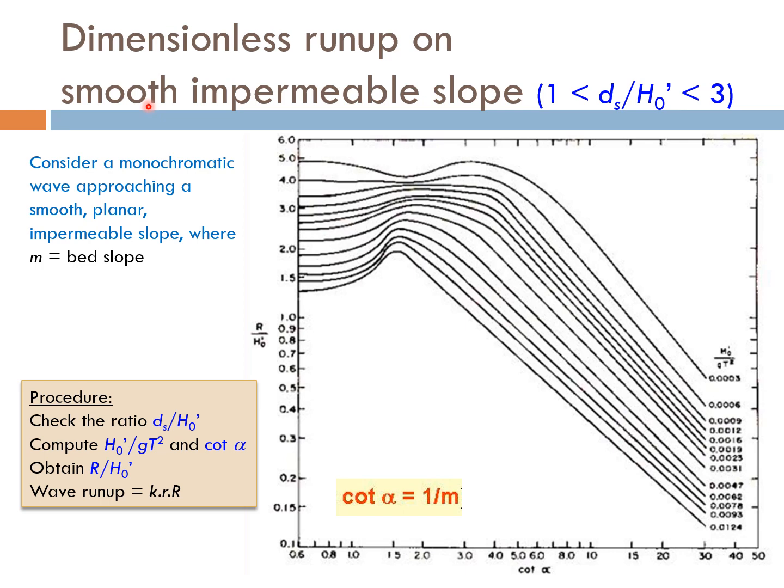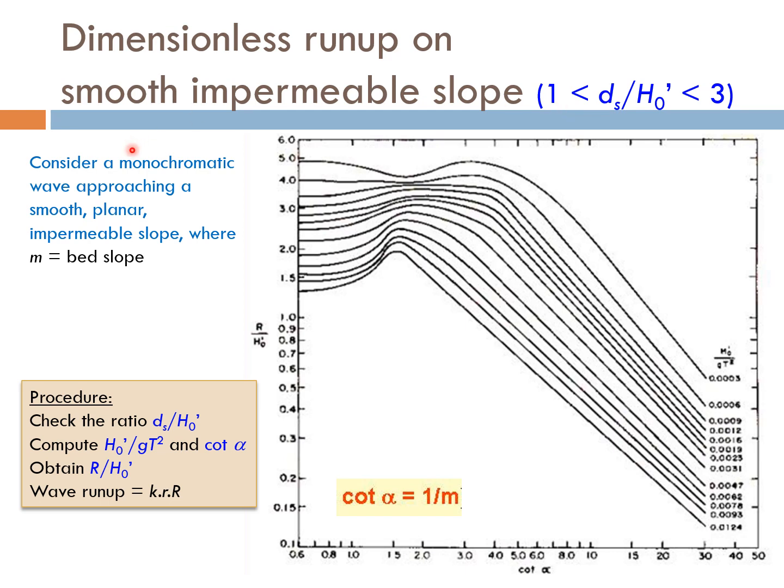So for this particular chart, it is applicable for ds over h naught prime between 1 to 3 only. ds is the toe depth, h naught prime is again the unreflected deep water wave height. So again, you notice that this chart is very limited, only for this type of surface and also only for this range of ds over h naught prime. The other charts are available in the complete manual.